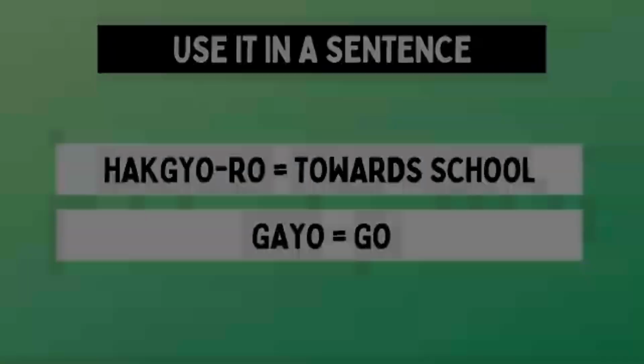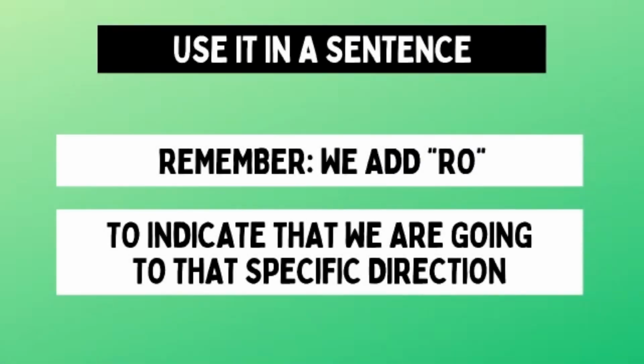So, I have mentioned a while ago about the suffix 로. And we have to remember that this suffix is added to indicate that we are going to that specific direction. So, I'm talking about the place wherein we added 로. So, for example, we have the place 학교, and then we added the 로 to it. So, it's the same as saying that you are going in that direction, which is the direction towards the school. So, just remember that we can add 로 to any place.